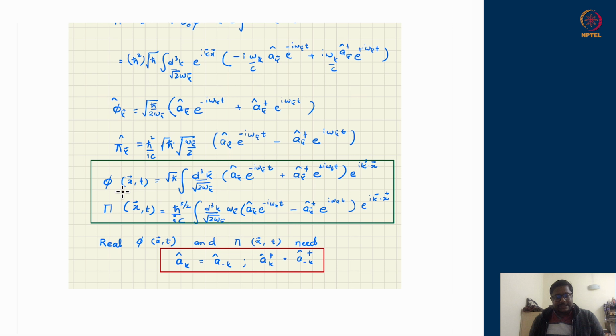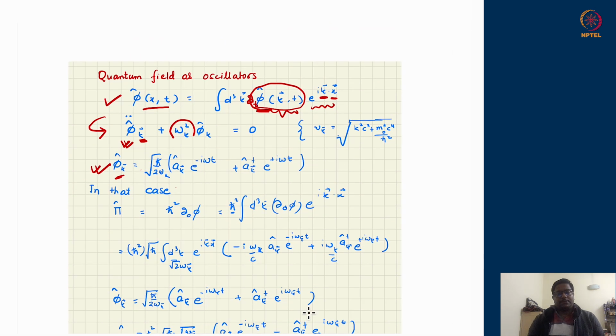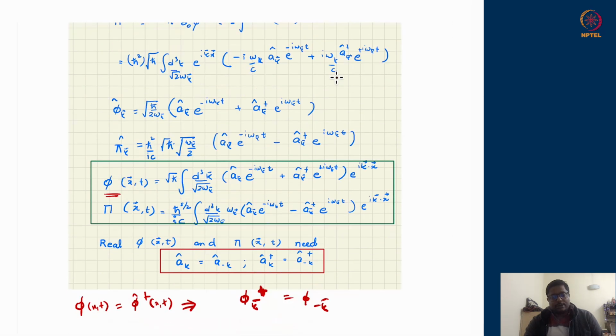In that sense, if phi is real, you can prove that phi k dagger should be phi of minus k. Its Fourier counterpart is not real. If phi x of t is equal to phi dagger, or star, let us say, then it translates into the dagger of phi k being equal to phi of minus k. This you can prove from just the structure of phi. Just put a dagger to this equation and bring it back to its own form. You will realize that you have done this identification.